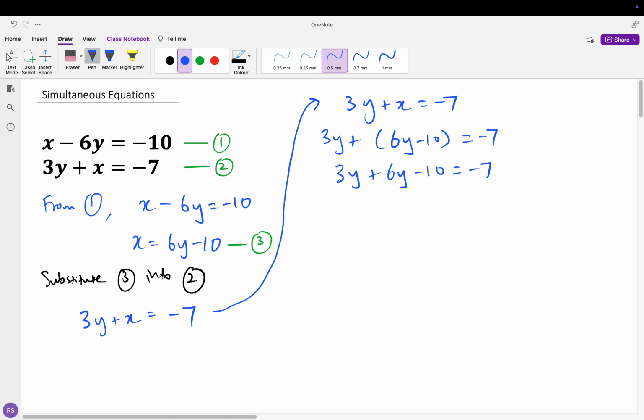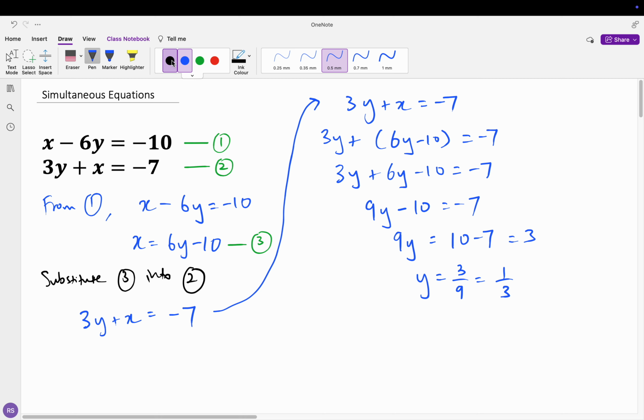All right, so 3y plus 6y is 9y minus 10 is equals to minus 7. So 9y is equals to, so minus 10 we bring over, will be 10 minus 7, which is equals to 3. So y is 3 over 9, which will be 1/3.